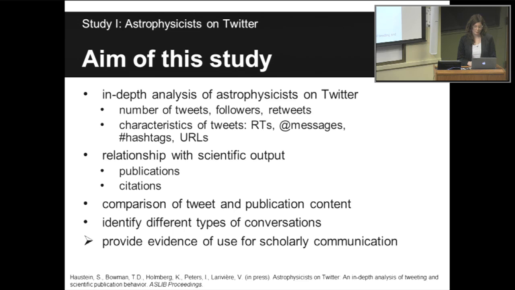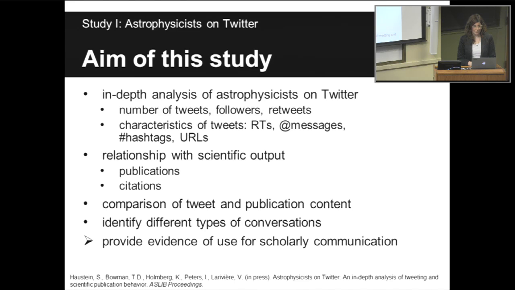We analyzed the number of tweets, their followers and retweets, and some characteristics like how many times are they retweeted or sent retweets, how many times do they interact with others by @ messages or using usernames, hashtags, and also URLs, because that has been previously shown to be used most by researchers, sending URLs via Twitter.